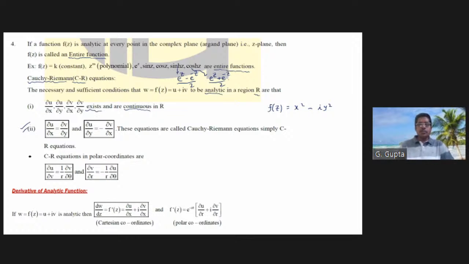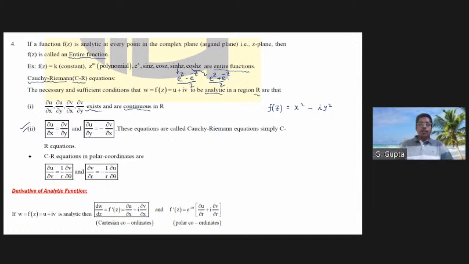These are all Cartesian coordinates. We have learned in the real variable system continuity, existence of partial derivatives, all these things. Second condition: dou u by dou x is equal to dou v by dou y, and dou u by dou y is equal to minus dou v by dou x. These two equations are called CR equations or Cauchy-Riemann equations, simply CR equations.